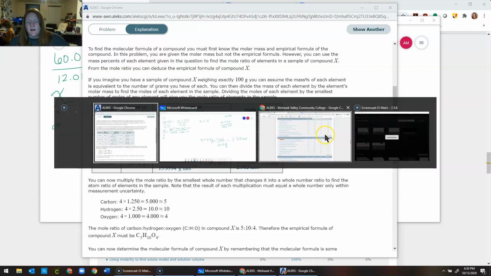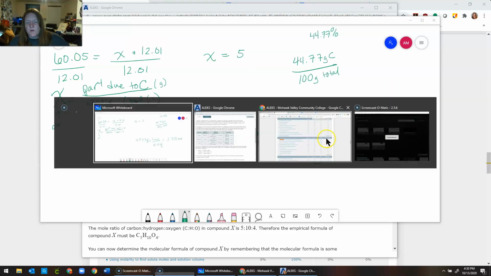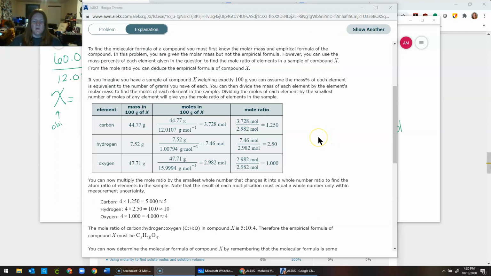All right, and so when you compare your mole ratios, you can't make a chemical formula out of these because they're not whole numbers. You have to have whole numbers to write a chemical formula. You can't put C 1.25, H 2.5, and O 1.0, right? You can't do that. So the reason they multiply by 4 is it's the smallest whole number that'll make all of these work out into a whole.